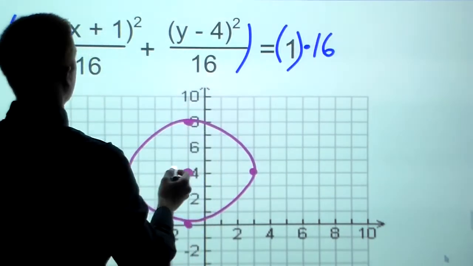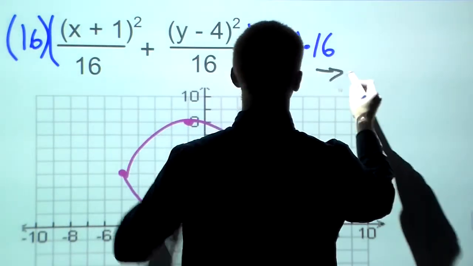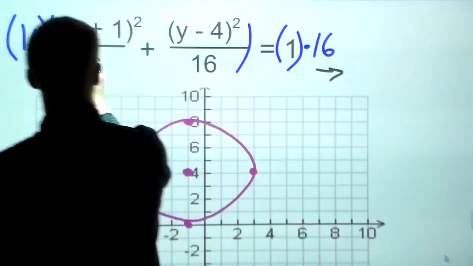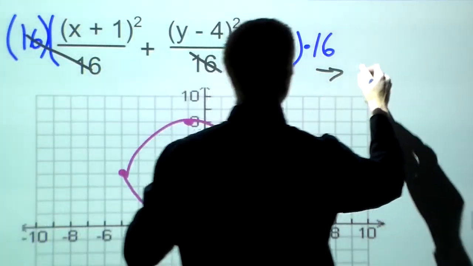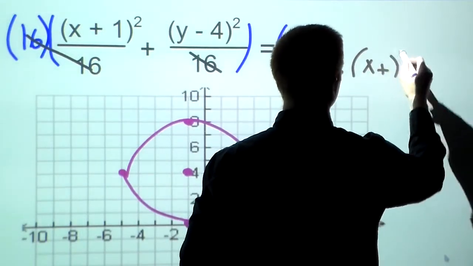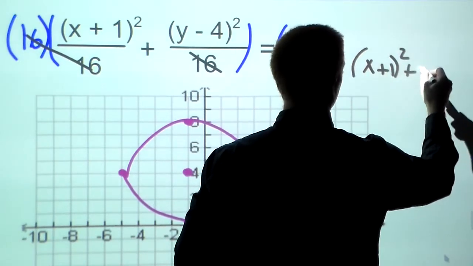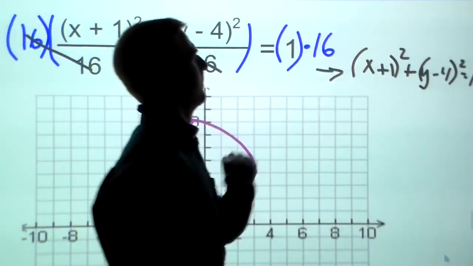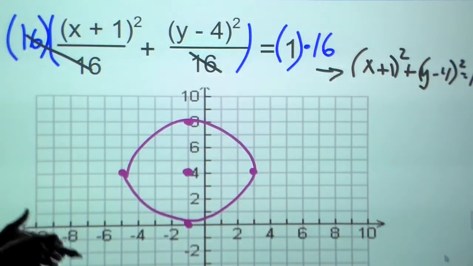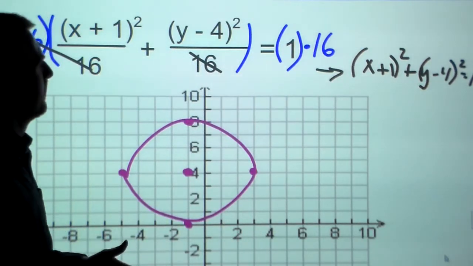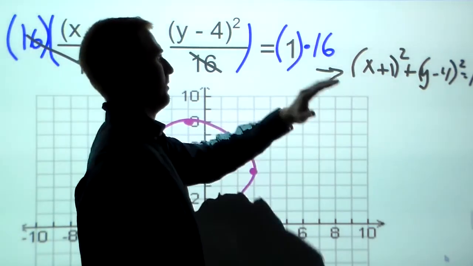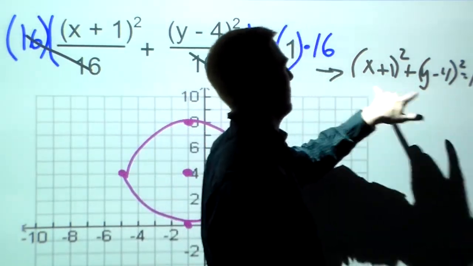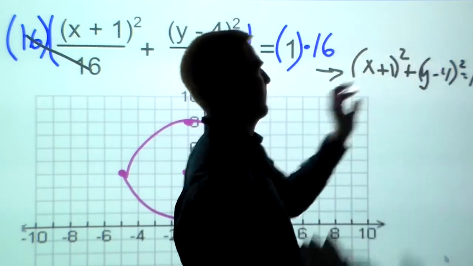And if we do that, we're going to get x, well, the 16s go away on these denominators over here. So x plus 1 squared plus y minus 4 squared equals 16 on that side. So there's the definition of a circle. Really, all you're doing for an ellipse is you're getting it equal to 1, which means you're dividing by whatever this radius is over here on both parts on this side.